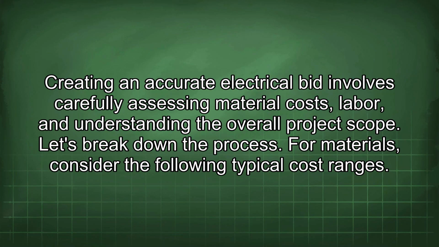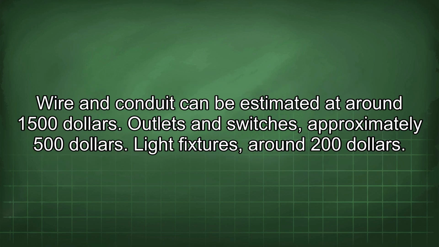Creating an accurate electrical bid involves carefully assessing material costs, labor, and understanding the overall project scope. Let's break down the process. For materials, consider the following typical cost ranges. Wire and conduit can be estimated at around $1,500.